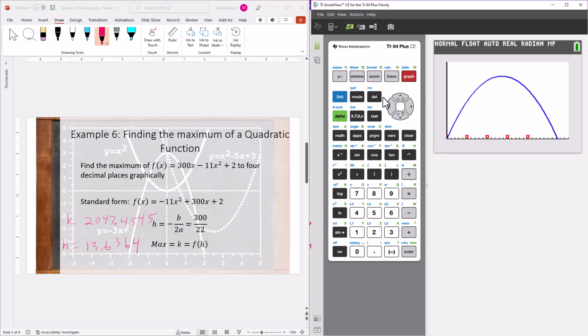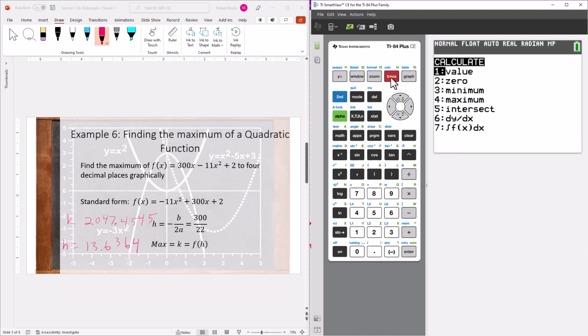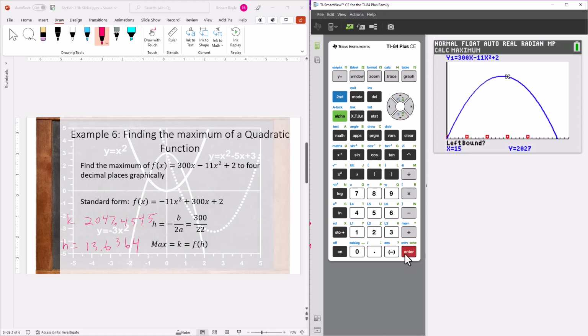Once we've seen the entire graph, then we can use that graph to find the max. And how will we do that? Using the calc function right here. Second, calc, maximum. That's what we want. So we can come over here, hit maximum, highlight it. Boom. Now, notice the question here says left bound.